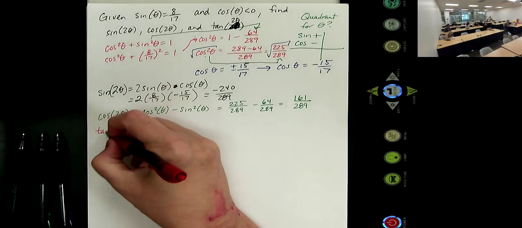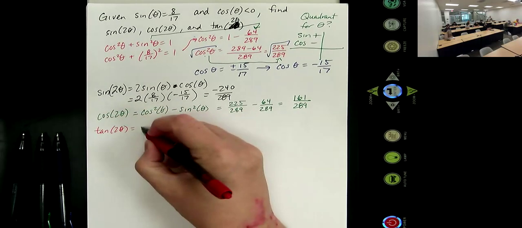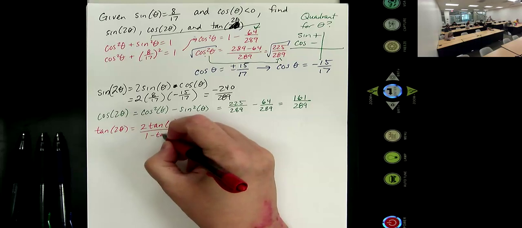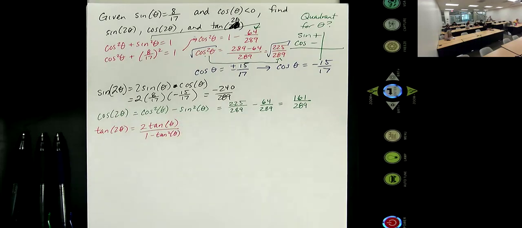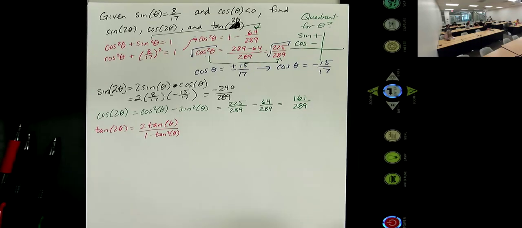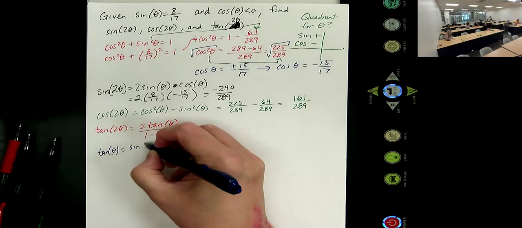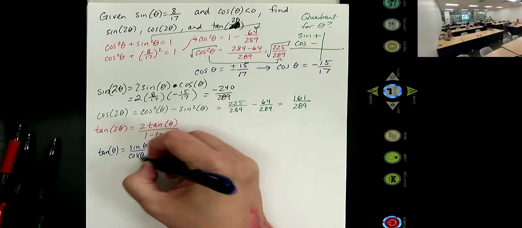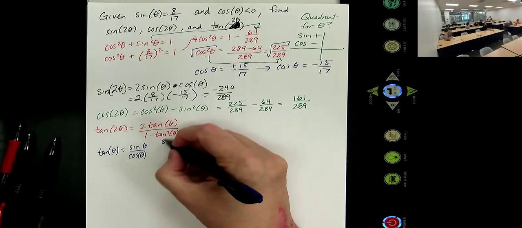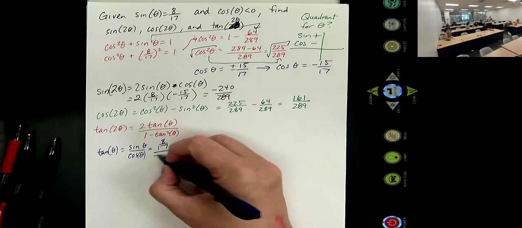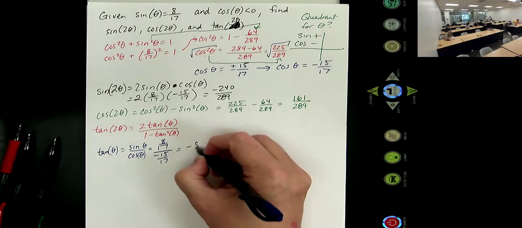Then we look at tangent 2 theta. That does not have options, it's 2 tangent theta over 1 minus tangent squared theta. I guess we need tangent, don't we? We don't have that listed. So tangent will be sine over cosine, (8/17) over negative 15/17. Should clean up to negative 8/15.